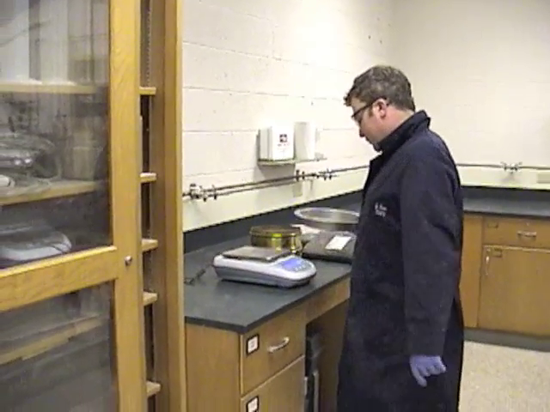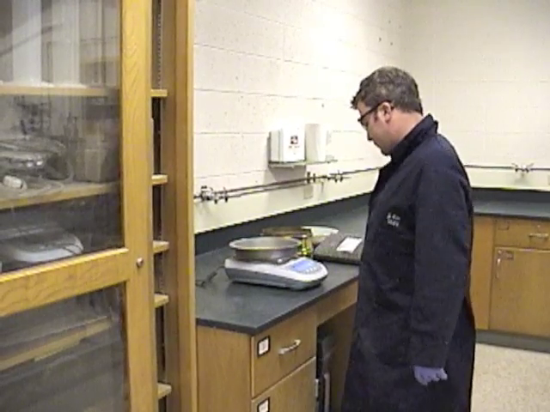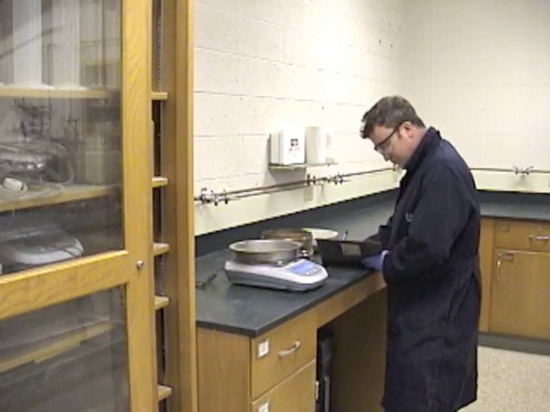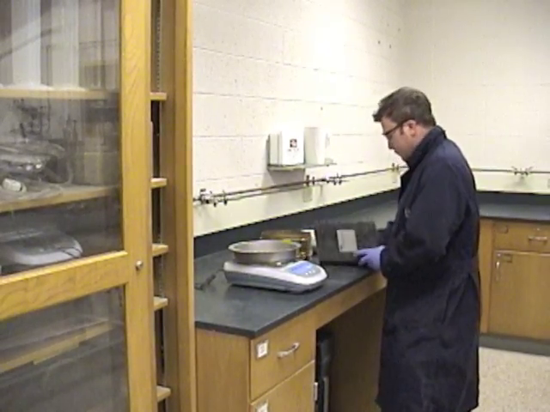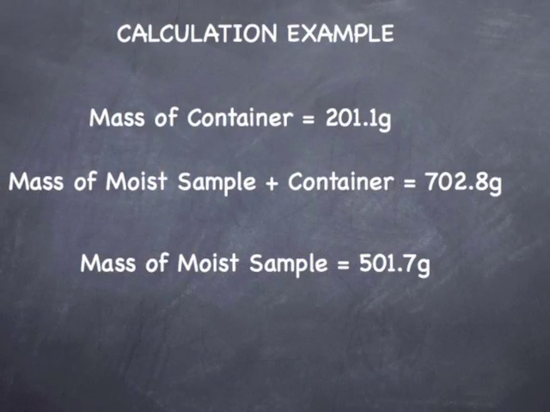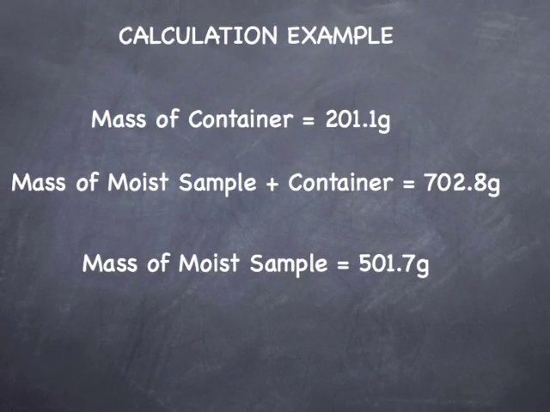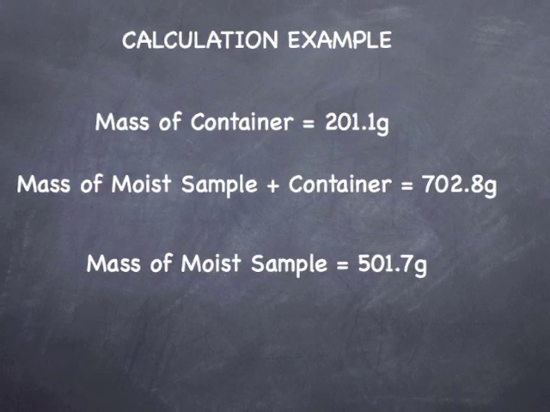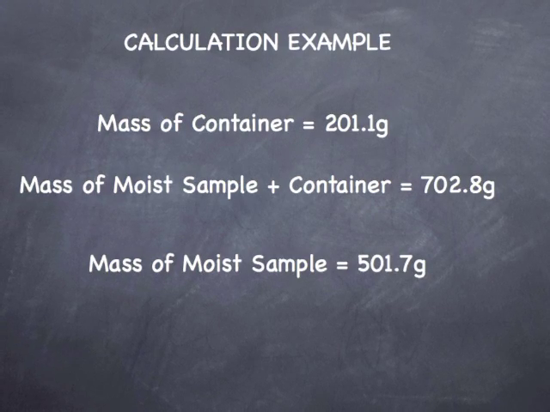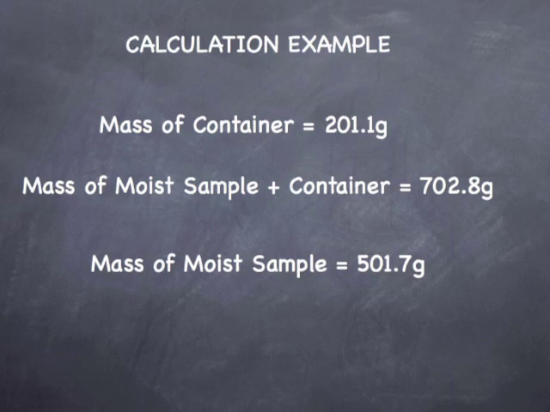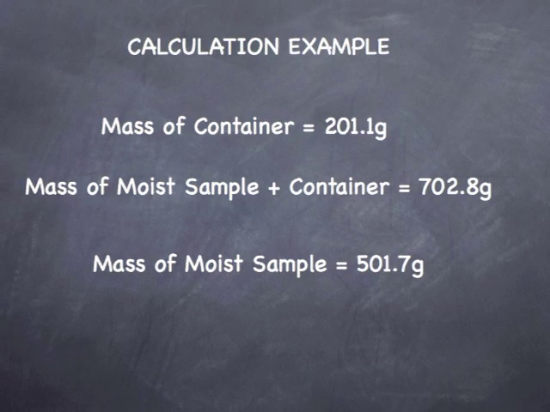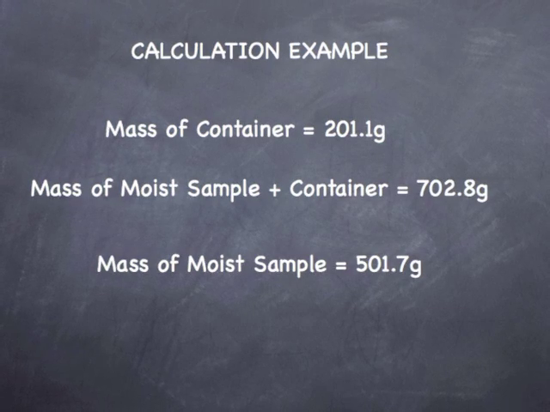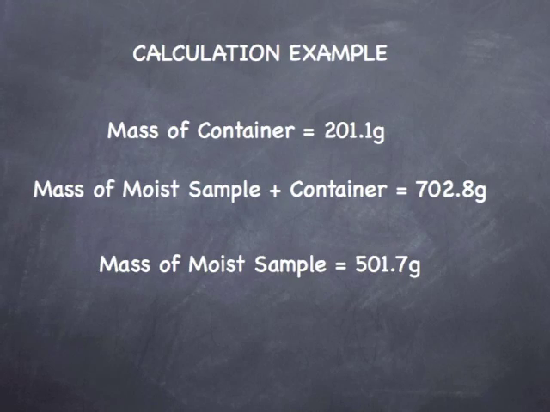You now need to record the mass of the sample. Also, make sure that you record the weight of the container that the sample is in. For our example, let's assume that the mass of our empty container is 201.1 grams, while the mass of our container plus the sample is 702.8 grams, making the mass of our moist sample 501.7 grams.